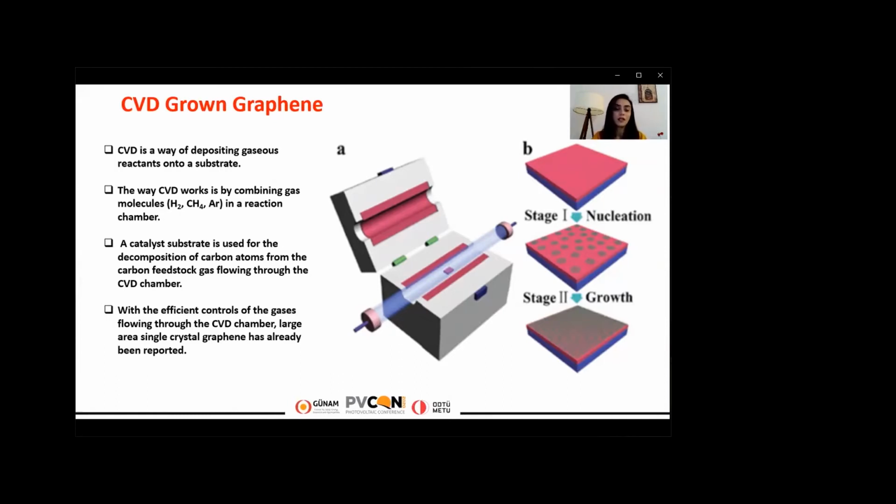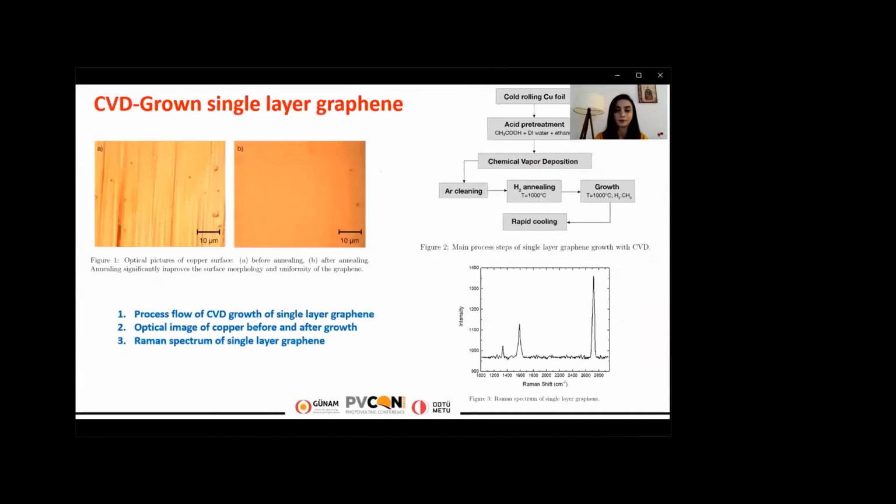chamber. With efficient control of the gases flowing through the CVD chamber, large area single crystal graphene has already been reported. As a catalyzed substrate, we can use platinum, copper, and nickel. We use copper here as a catalyzed substrate.